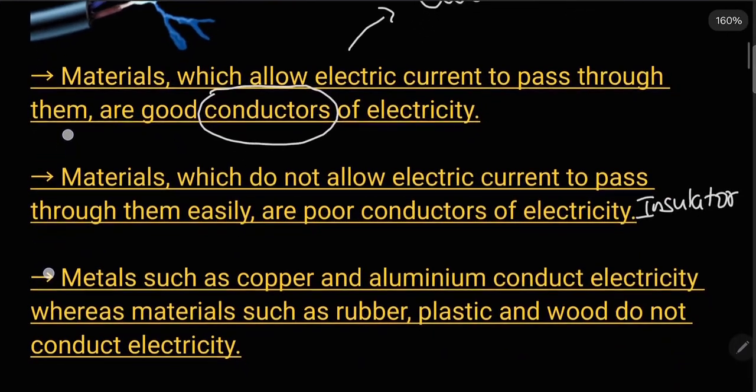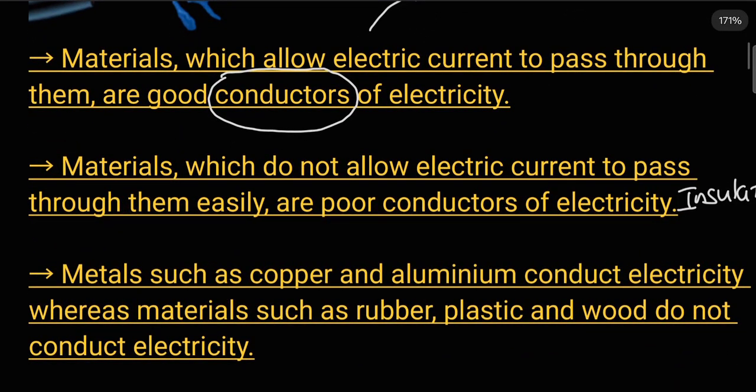So at the next point, materials such as copper and aluminum are good conductors of electricity, whereas materials such as rubber, plastic, and wood do not conduct electricity. It means they are bad conductors of electricity. The flow of electricity in the conductor is due to the flow of free electrons. Free electrons help in the flow of this current.